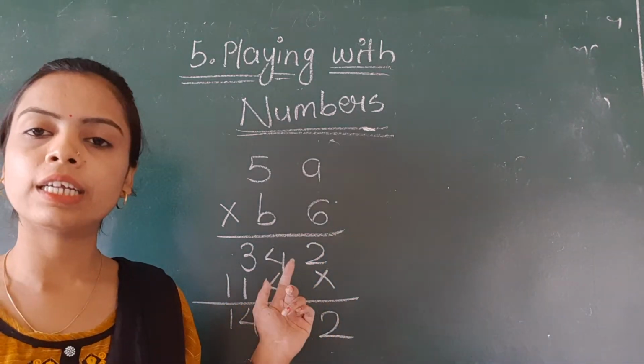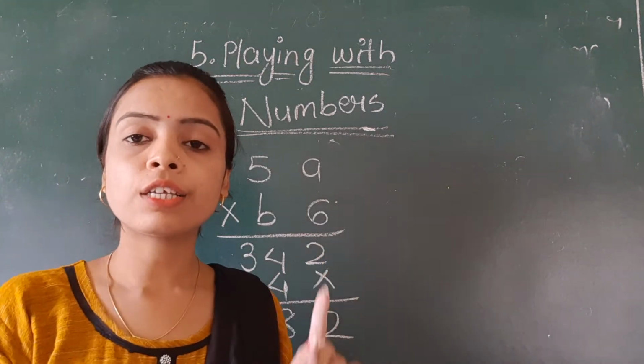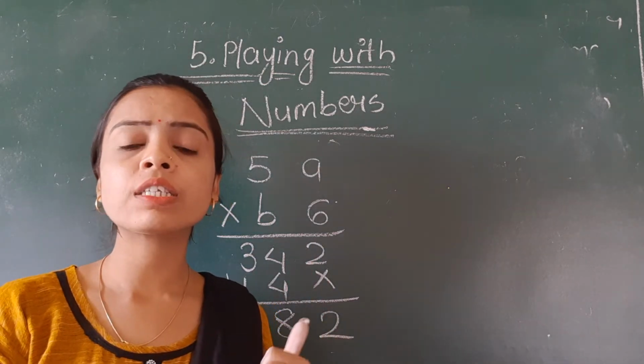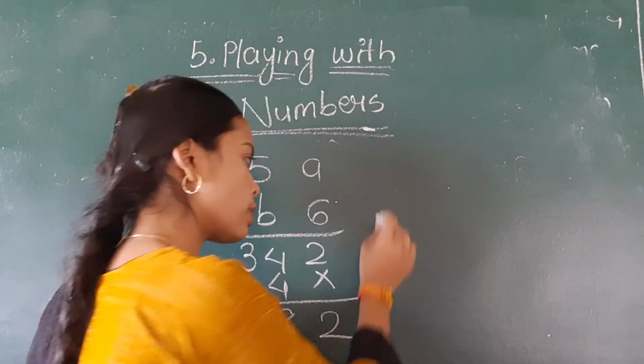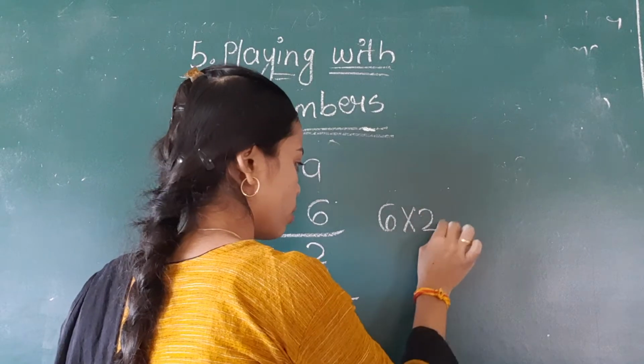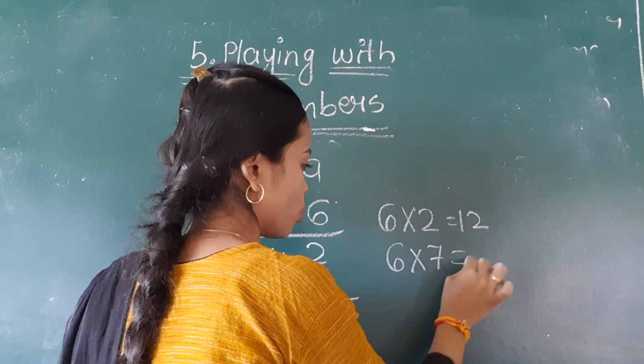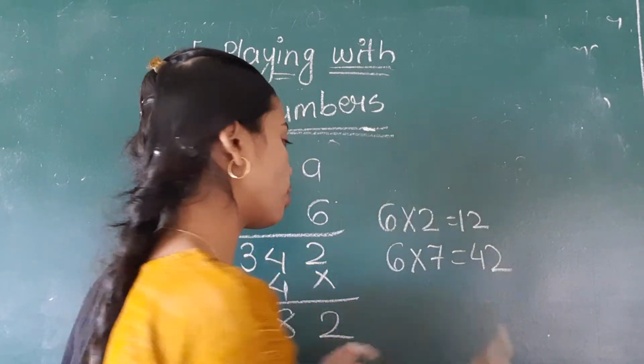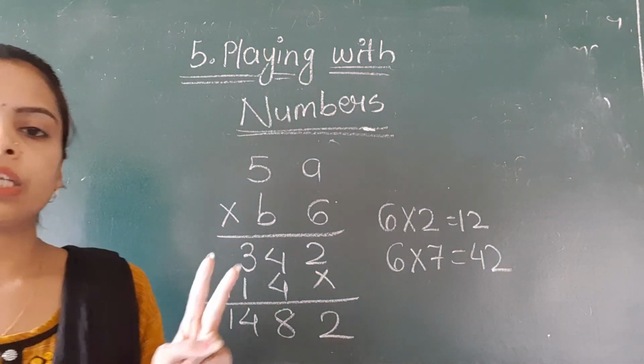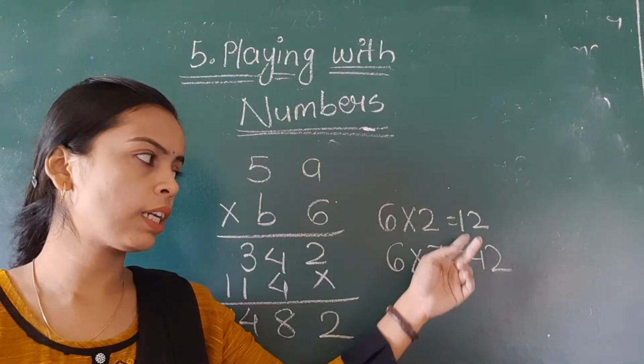ओके. नाउ आपको ये बताना है कि 6 की टेबल में ऐसे कौन से नंबर आता है जिसका आप मल्टीप्लिकेशन करोगे तो एंडिंग डिजिट विल बी 2. सो दैट इज 6 2s are 12 and 6 7s are 42. There are two numbers in the 6 table, or you can say there are two multiples of 6 in which the ending digit is 2.